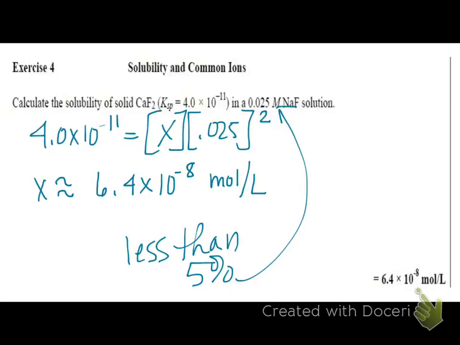Now, if you get to it and it's more than 5%, then you're going to have to go back in and put the x back in there because it's too much and it's not negligible anymore. But in this case, we're good to go, and it makes our life easier. I like being able to assume negligible. It's awesome because it makes our math easier.